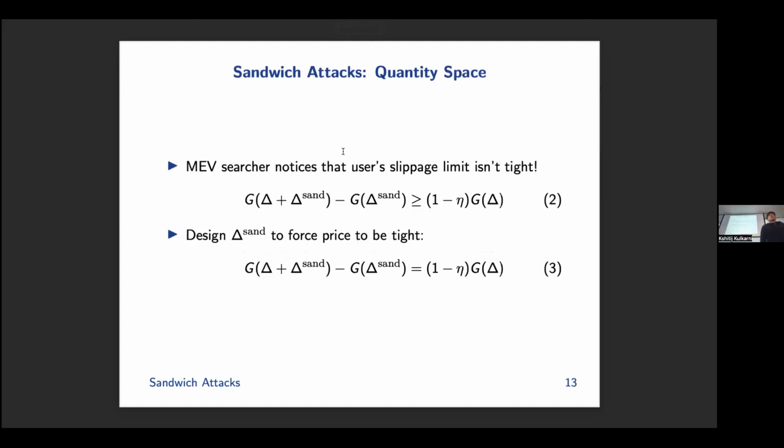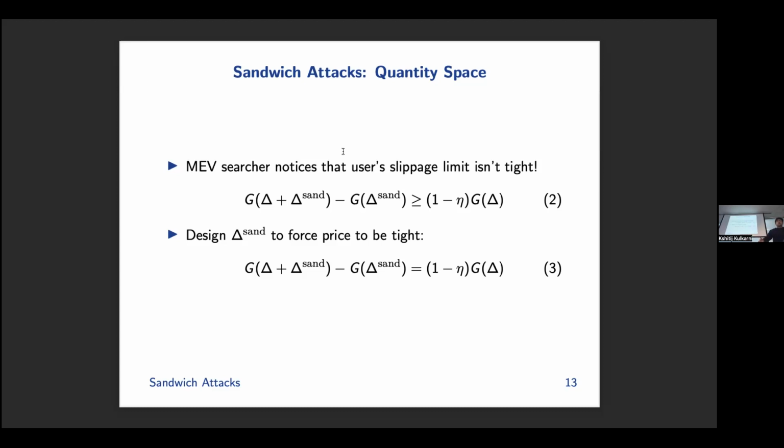So what is the MEV searcher going to do concretely? And this is where the delta S is going to come in. The searcher is going to see that this transaction, delta, that the user submitted isn't tight, in the sense that if you were to put in another transaction here, labeled delta S, then the user has some slack in their slippage limit. That is, G of delta plus delta S minus G of delta S is the amount that the user gets out after the trade of size delta S has already happened before.